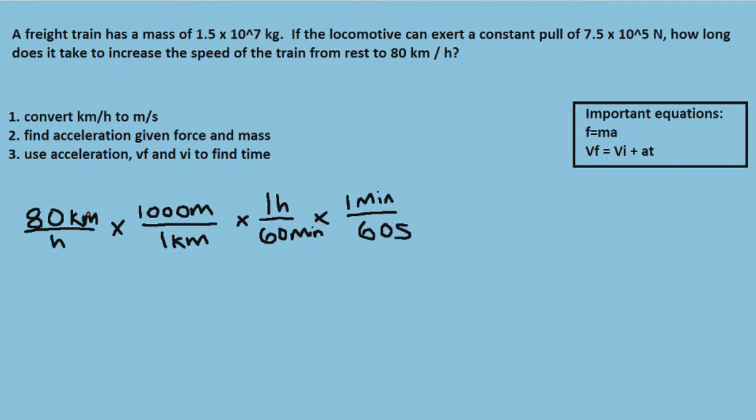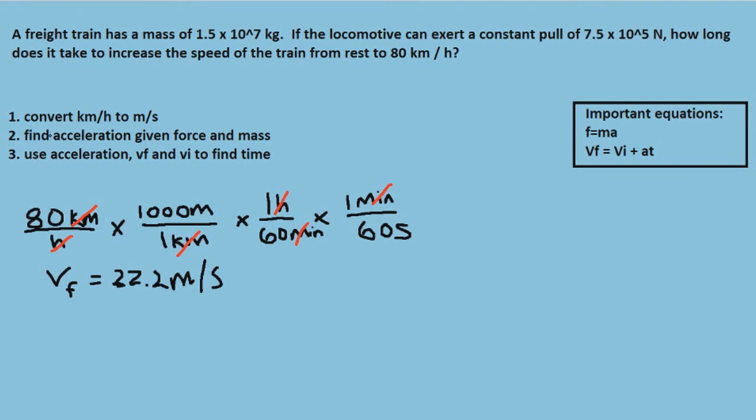So, by doing so, our kilometers will cancel, our minutes will cancel, and our hours will cancel. And we will be left with meters per second. So, we're going to do 80 times 1,000 divided by 60 divided by 60. So we have a final velocity of 22.2 meters per second.